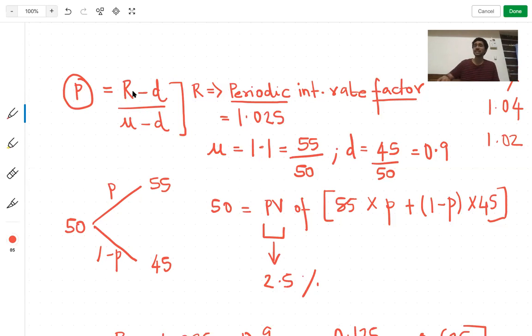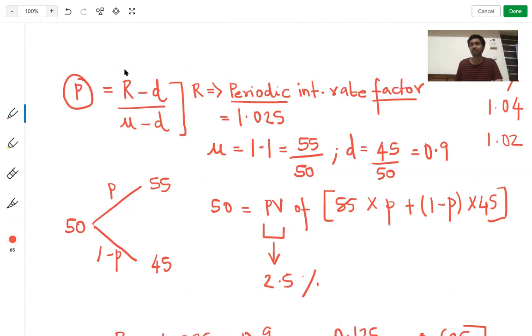So there are basically three determinants of the probability. One is the risk free rate of interest, which impacts probability in the numerator. The second is the upside factor, U, which impacts it in the denominator. And the third is D, which is the downside factor, which impacts both the numerator as well as the denominator. So these are the three factors.